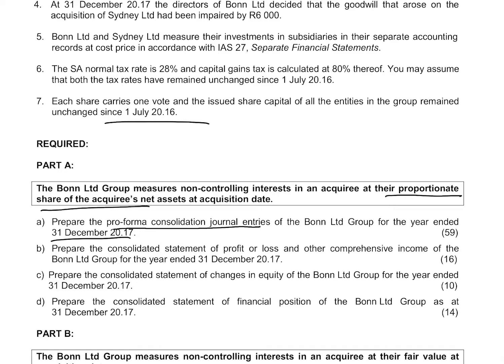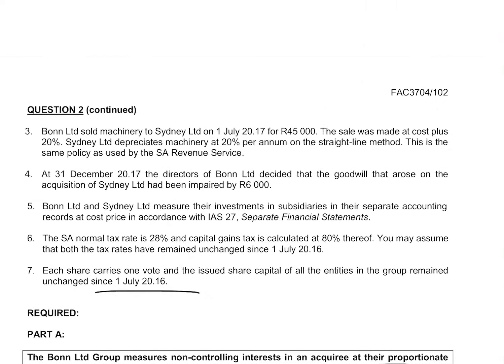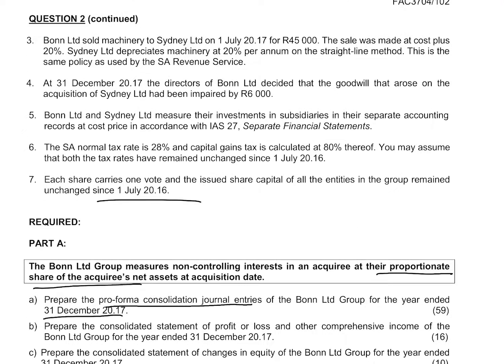Prepare the consolidated statement of profit or loss and other comprehensive income of the Bond Limited Group for the year ended 31 December 2017. Prepare the consolidated statement of changes in equity, and they also want you to prepare the statement of financial position. So I'm not going to write that much since we might be understanding what is happening.